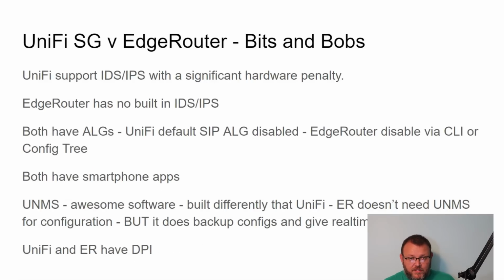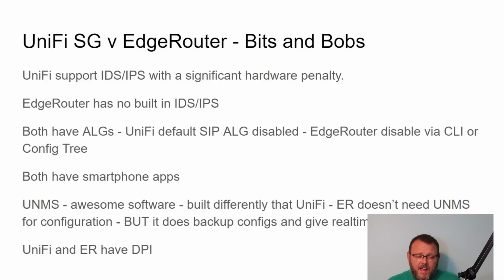So let's talk about some miscellaneous things. I just created a few pages that have some kind of errata on here that I did want to make sure that we talked about. So UniFi does support IDS IPS, but you get a significant hardware penalty for that. The EdgeRouter has no built-in IDS IPS, although where I'm going to recommend an EdgeRouter, if I'm going to do IDS IPS, I'm probably going to mirror port and offload the IDS IPS that way, or I'm going to have another appliance and I'm going to do that inline.